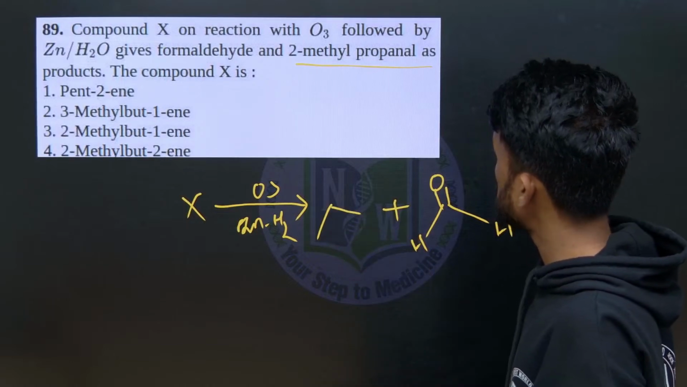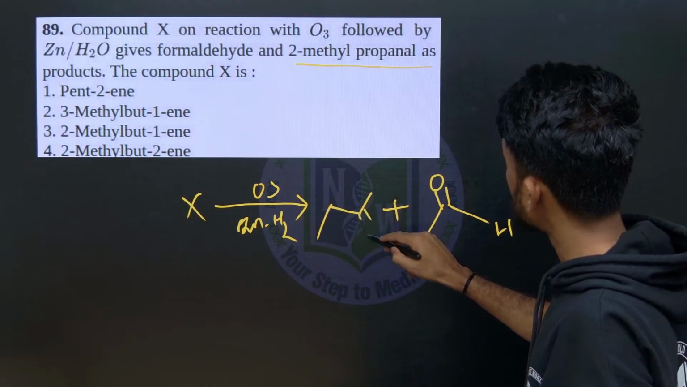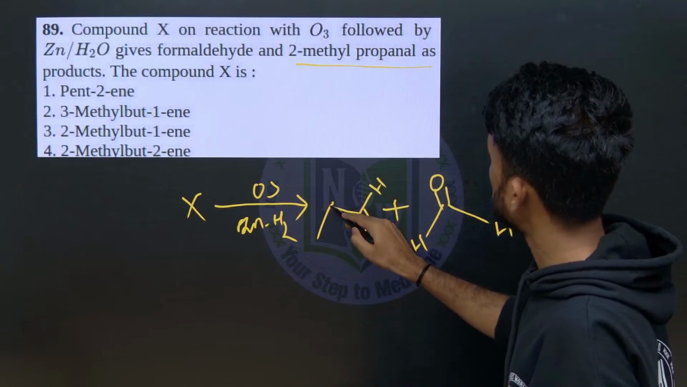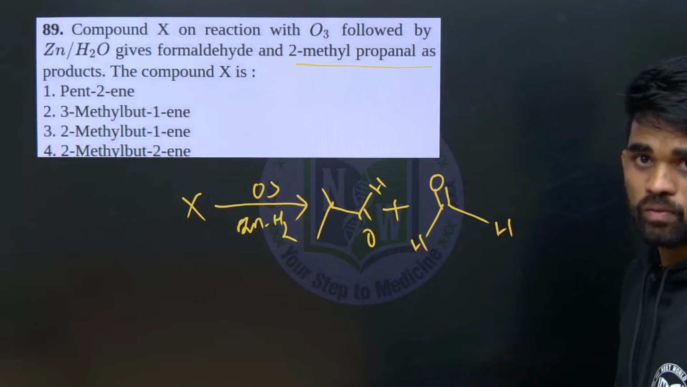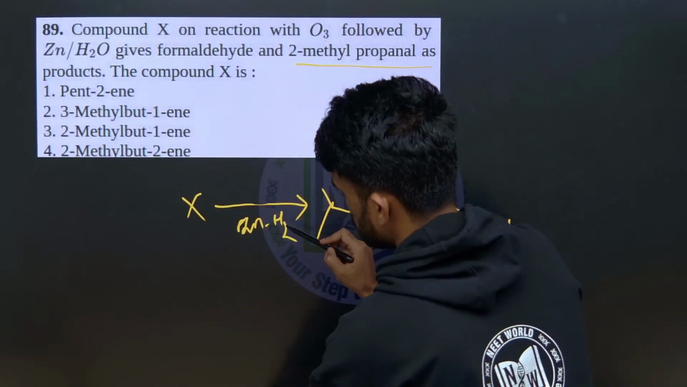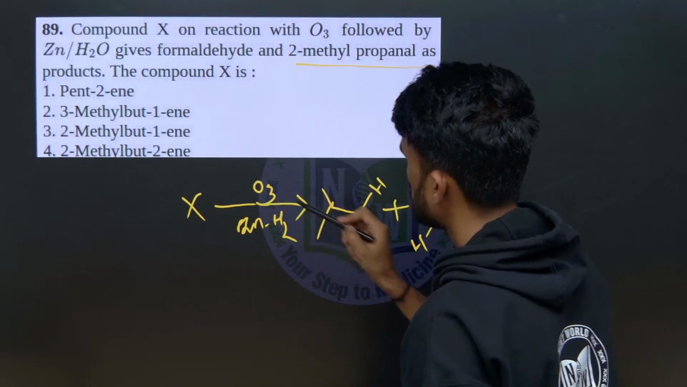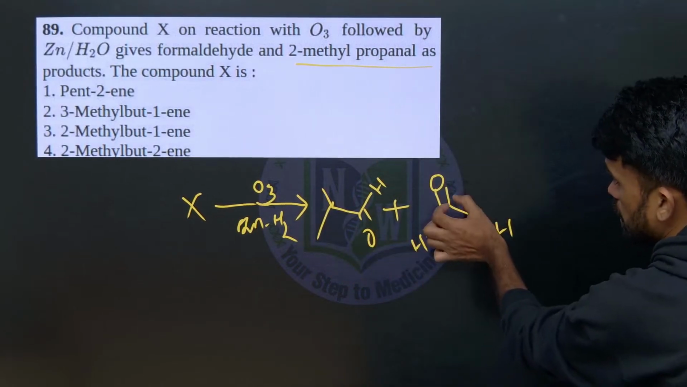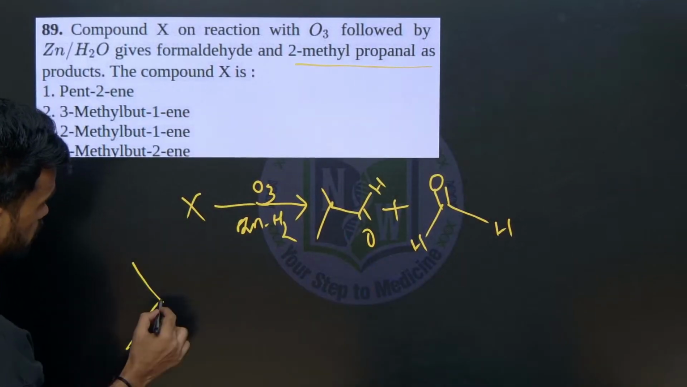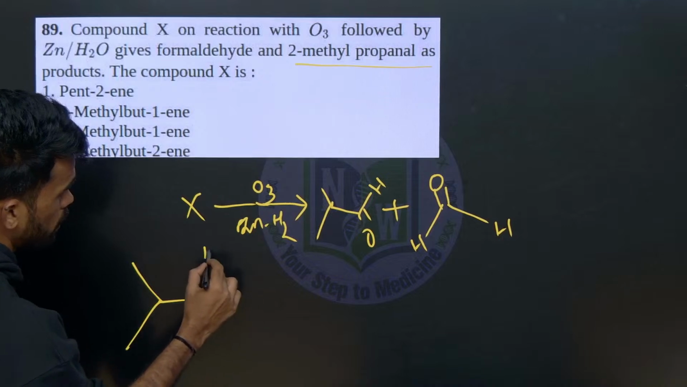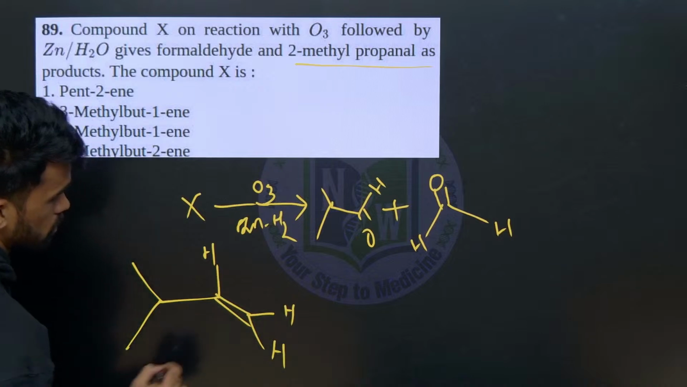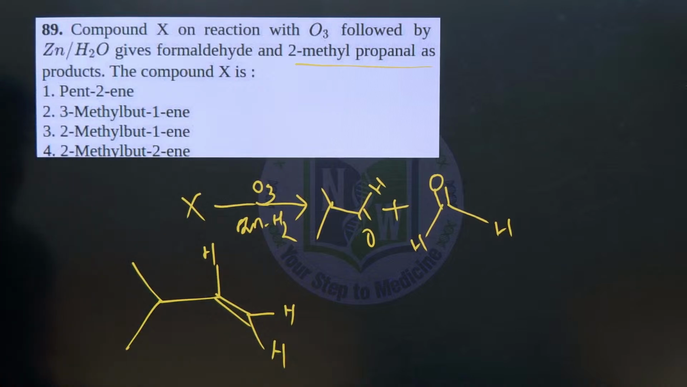So propanal means 3 carbons, and on the last carbon I am writing the aldehyde, and 2-methyl means like this. Okay. So what you need to do is just go back from here. This is ozonolysis, meaning O3. So just remove this oxygen and connect them, that will be the alkene. So what is the part? We have hydrogen, this is the compound. So this is simple.